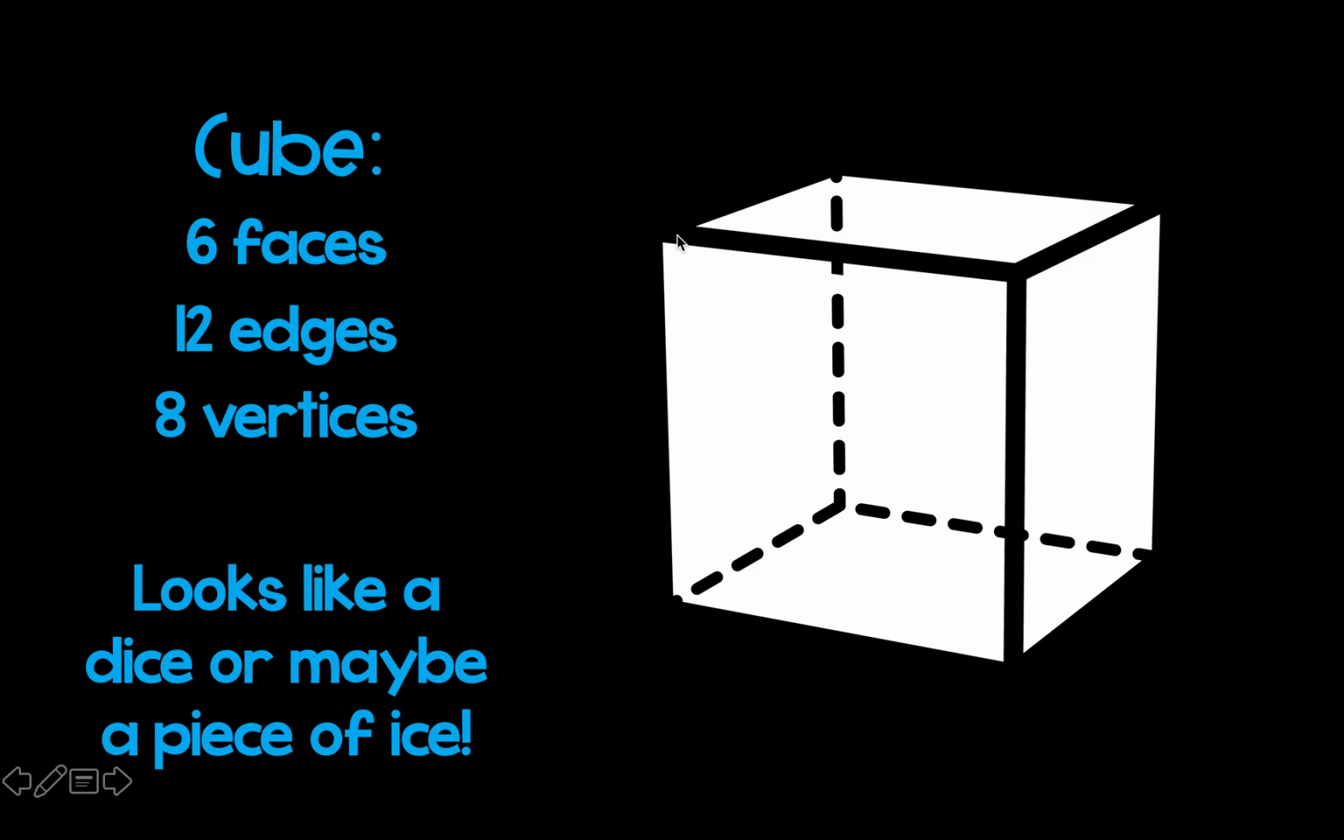The 12 edges, 1, 2, 3, 4 on the bottom, 5, 6, 7, 8. Now the sides. 9, 10, 11, 12. 12 edges, and then the 8 vertices. 1, 2 in the back, 3, 4, 5, 6, 7, 8. This cube looks like a dice, or maybe a piece of ice. Sometimes they still do have ice cubes that are perfect cubes.